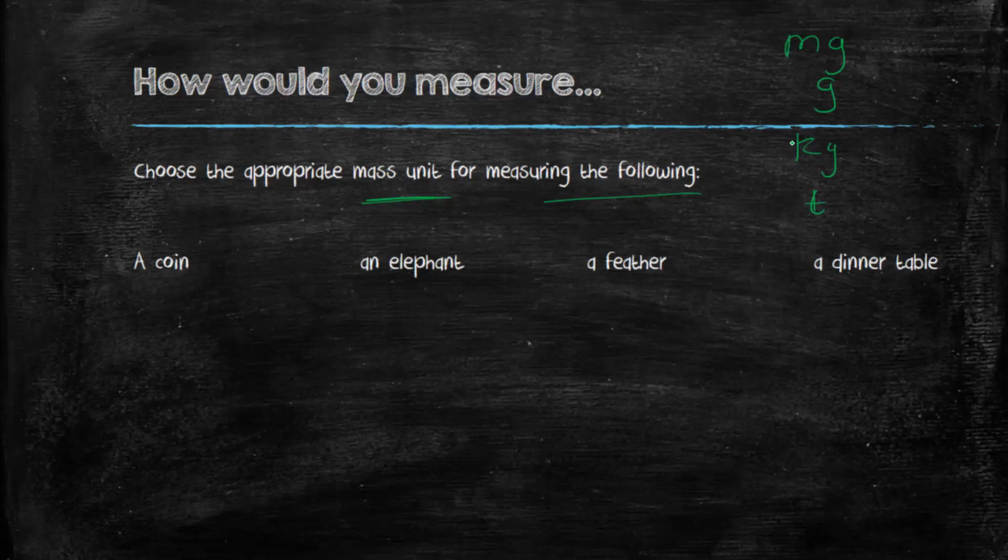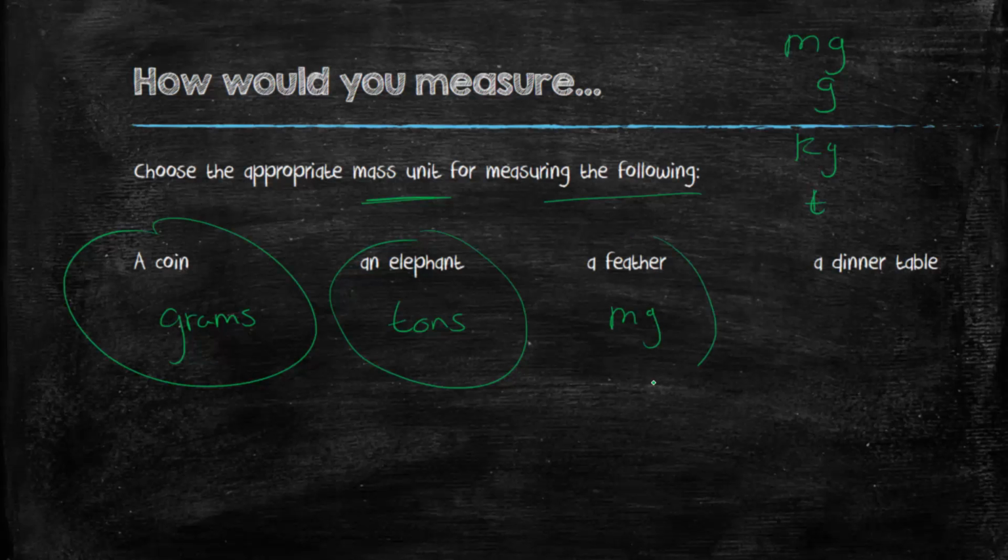Well, a coin's probably grams. A coin is only a few grams. It's pretty small. An elephant, definitely tons. An elephant is huge. A feather is really, really light. So definitely milligrams. A dinner table is pretty heavy, but it's not like an elephant heavy, so not tons, probably kilograms, I would say.